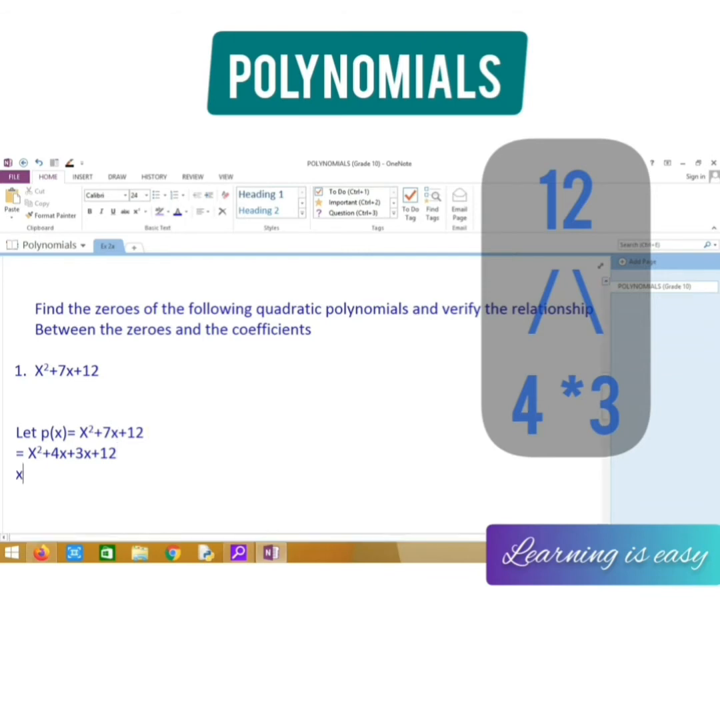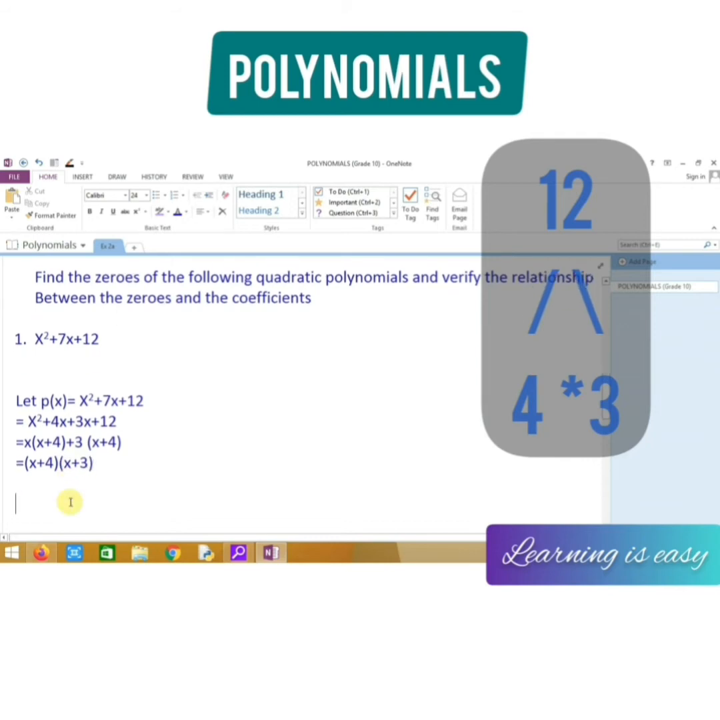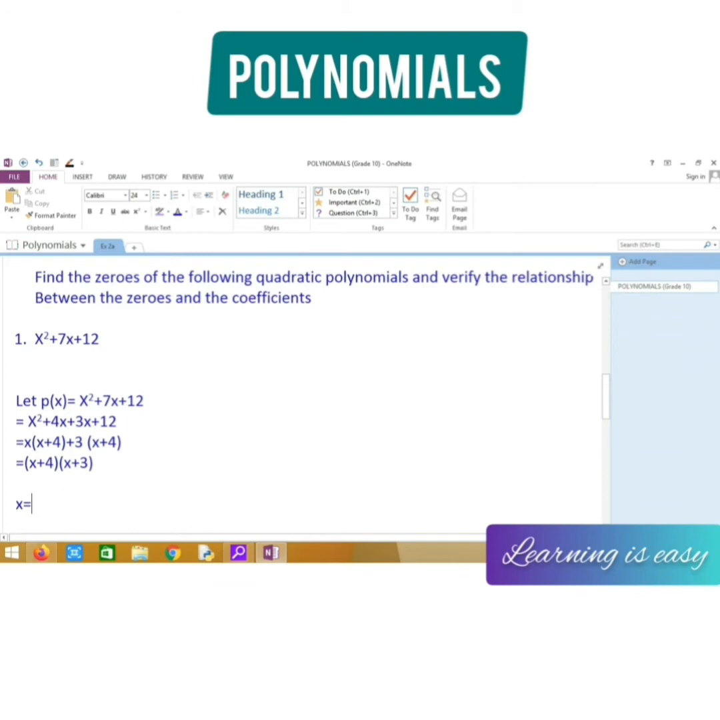Then the next step would be taking x out. It will be x plus 4. So the same factor comes again, and the other factor is going to be x plus 3. So now you can cross verify. It gives x square plus 4x plus 3x plus 12. So x plus 3 and x plus 4. So the value of x here can be either minus 4 or minus 3.